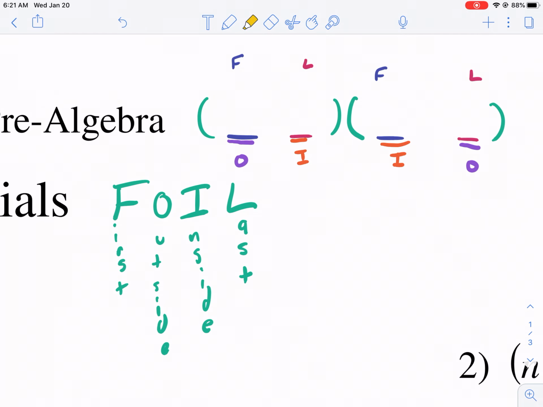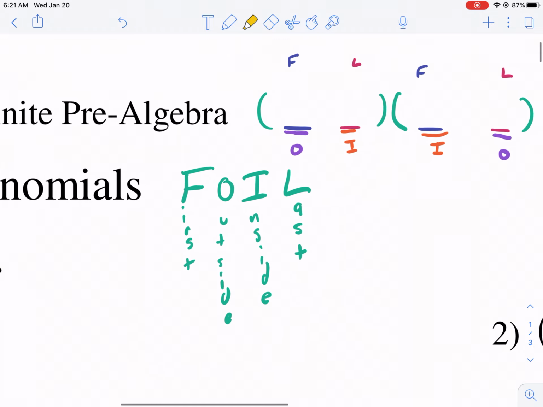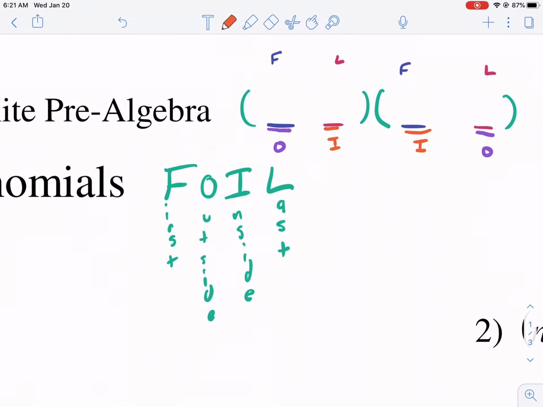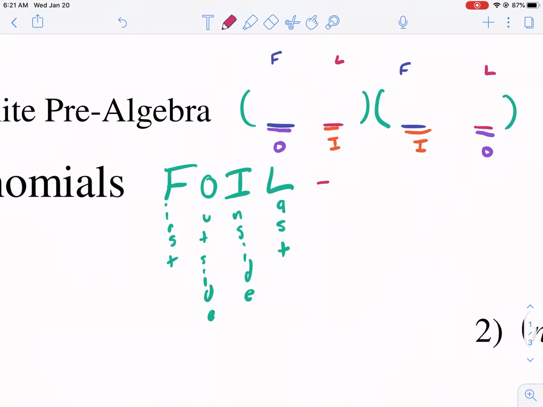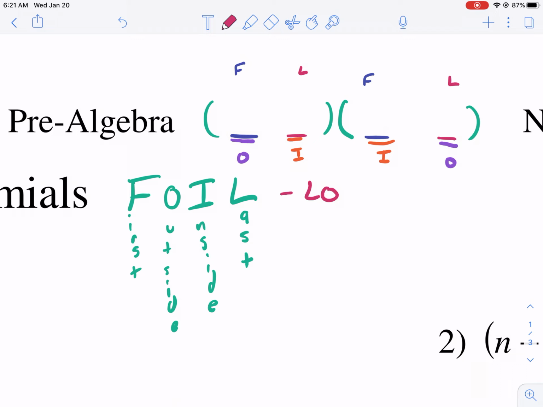So FOIL means we're going to multiply the first terms together, the outside terms together, the inside terms together, and the last terms together. What you may not have known is that you can actually do the same process in a different order and you're going to get the same result. So you could LOIF. That is, you could start with the last terms, multiply those together, then the outside terms, then the inside, and then the first terms, and you're going to get the same thing. As long as you keep the signs correct, you're going to get the same thing.